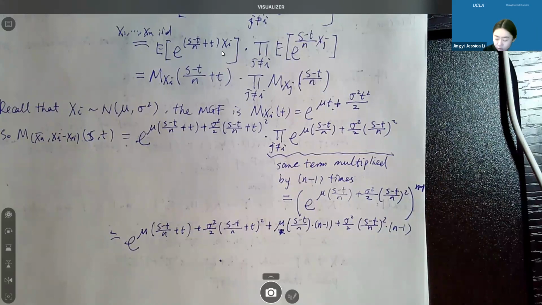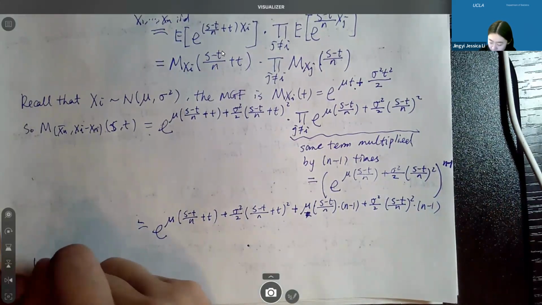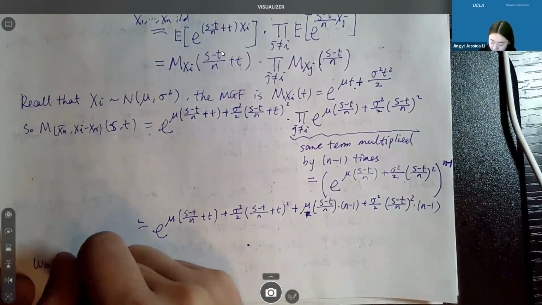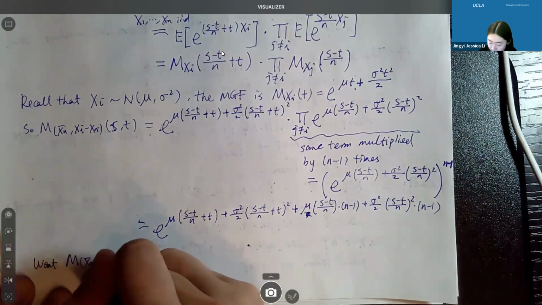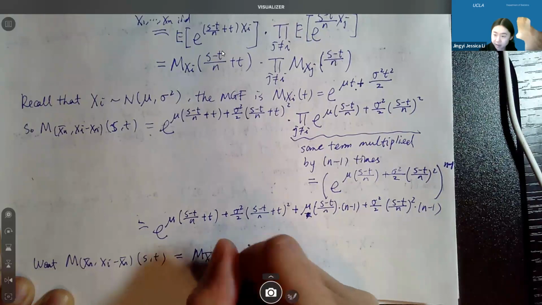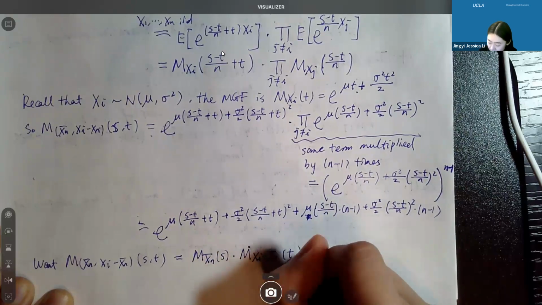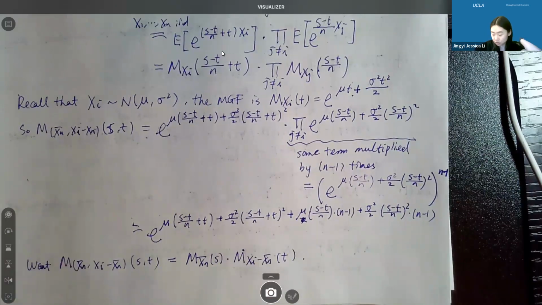All right, so what I want to show is that this can be factorized. This, the joint MGF of X̄n and Xi minus X̄n at (s, t), I want to show that this is equal to the MGF of X̄n at s times the MGF of Xi minus X̄n at t. So I need to make this my final goal. Now I have the left-hand side in this form already. To make it easier for this proof, this is a technique that is always used: we can go from the right-hand side, write down what this is, and see whether their product is equal to that, and we're done. So we try to go from both directions and match them.